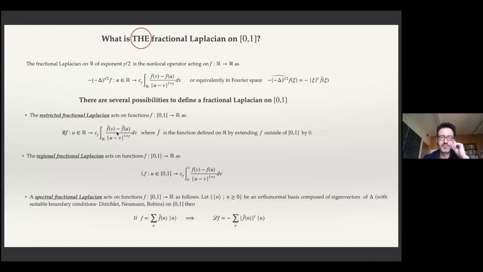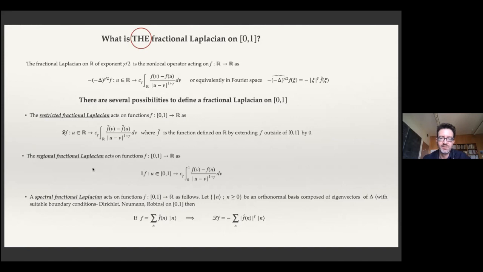There are several propositions. There is what is called the restricted fractional Laplacian. What you do is that you just take your function f, which is now defined just on the bounded domain 0, 1, and you extend it into a function f tilde outside of 0, 1 by just 0. And I use the same formula as this one. In the literature, it is called the restricted fractional Laplacian, which has some advantages because many explicit formulas can be done for this kind of operator.